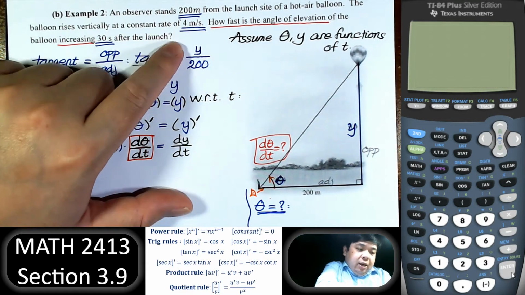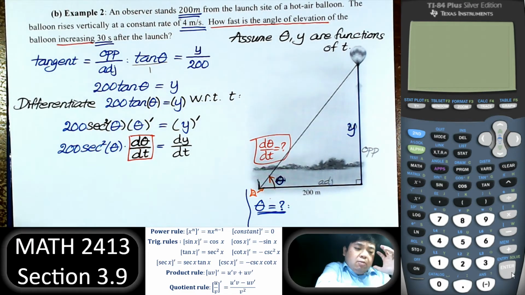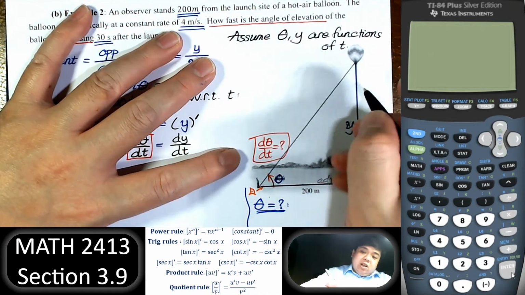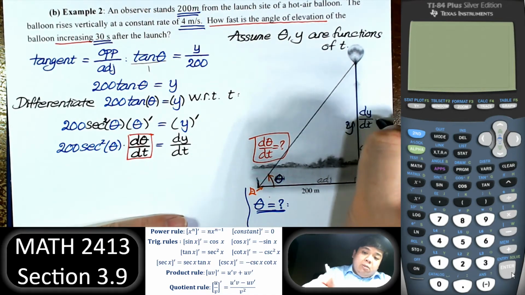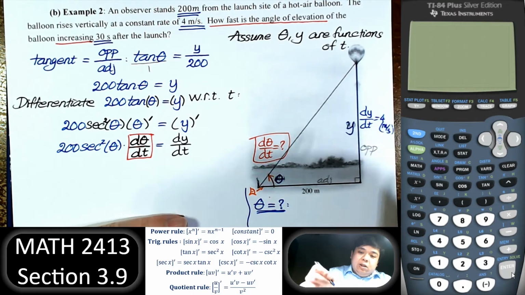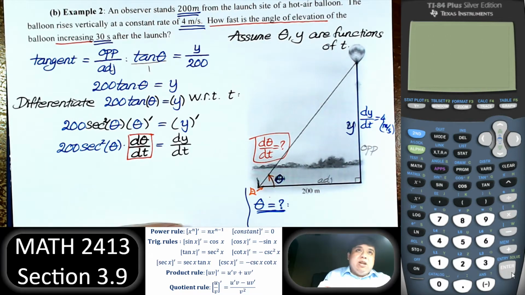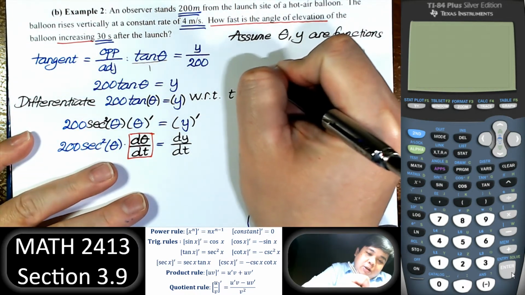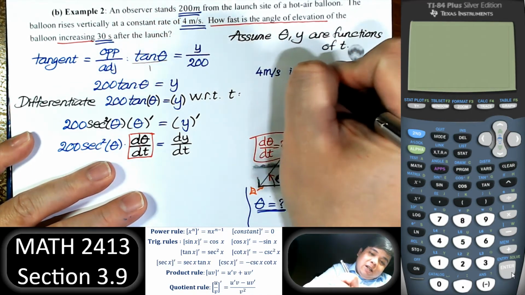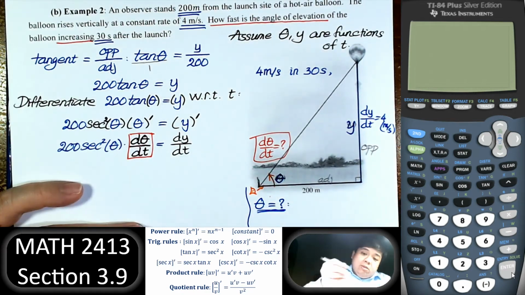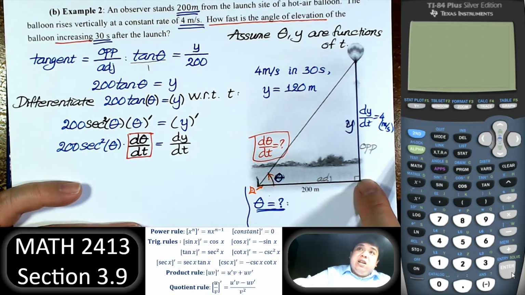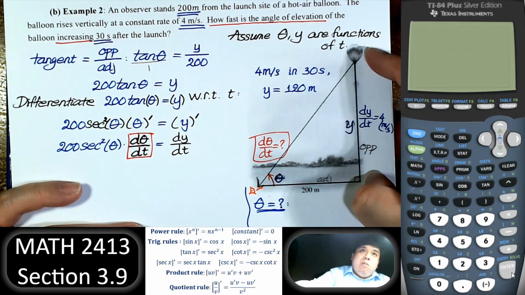By the way, what is 4 meters per second? That is the velocity of the balloon going up. Since y is the displacement, 4 meters per second is dy over dt. This is positive because it's going up. Now, if it goes up 4 meters per second for 30 seconds, what is that distance? We multiply them, and the distance y is going to be 120 meters.